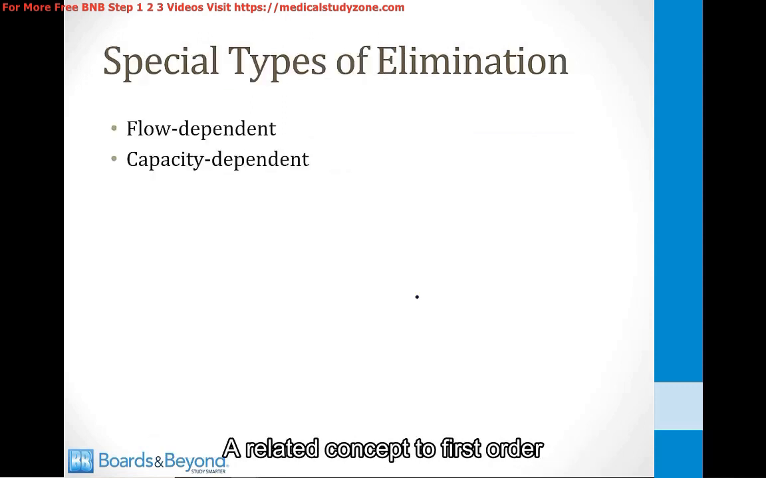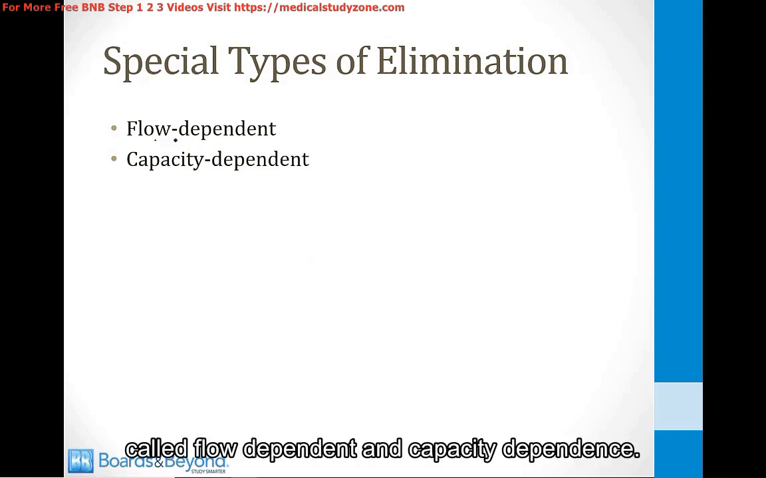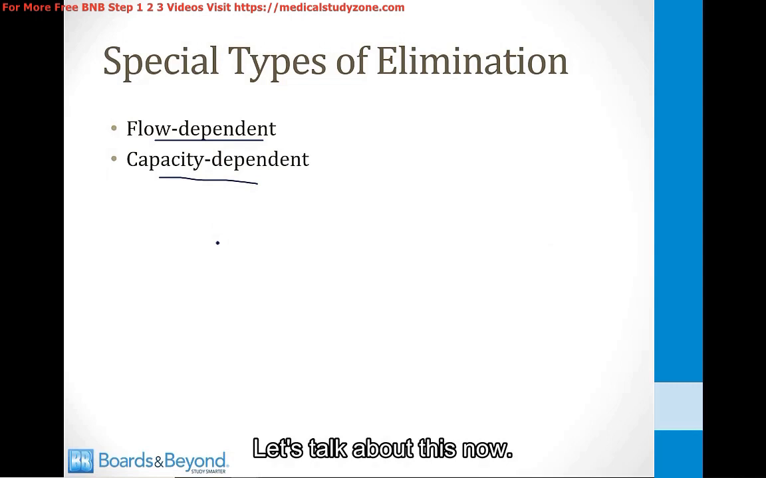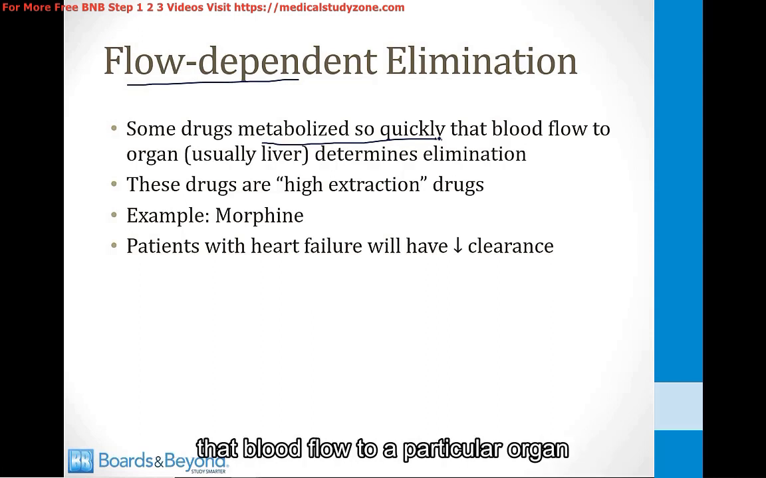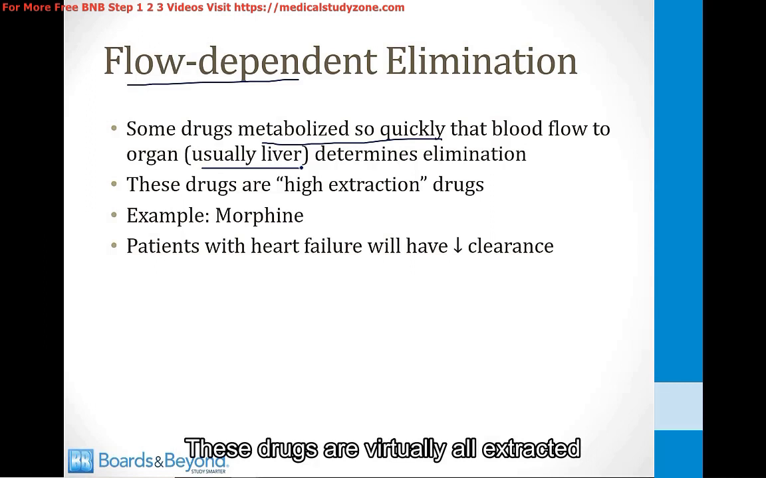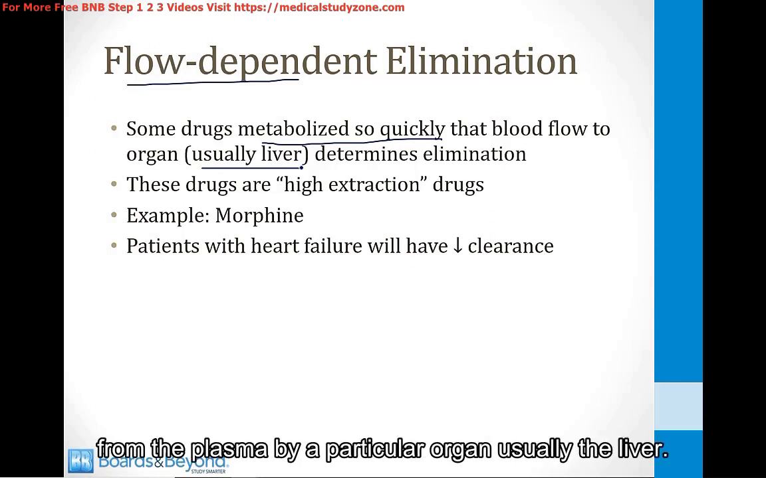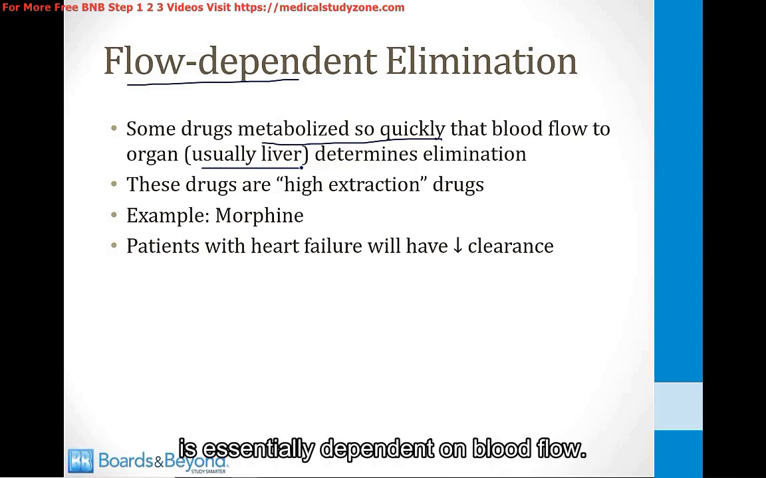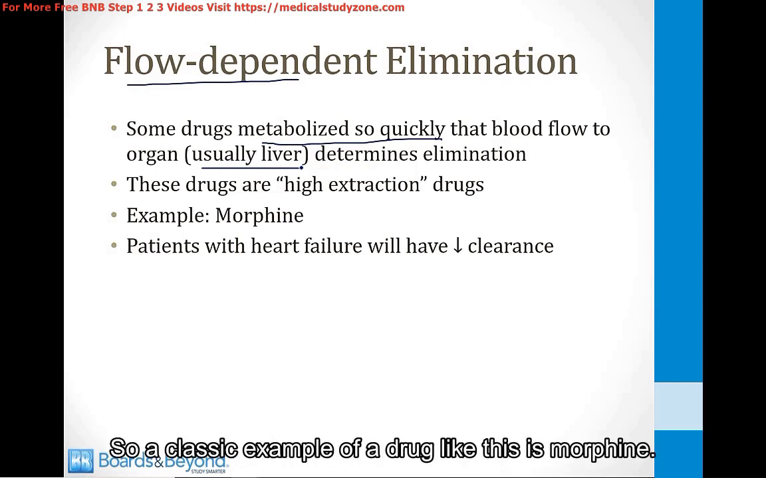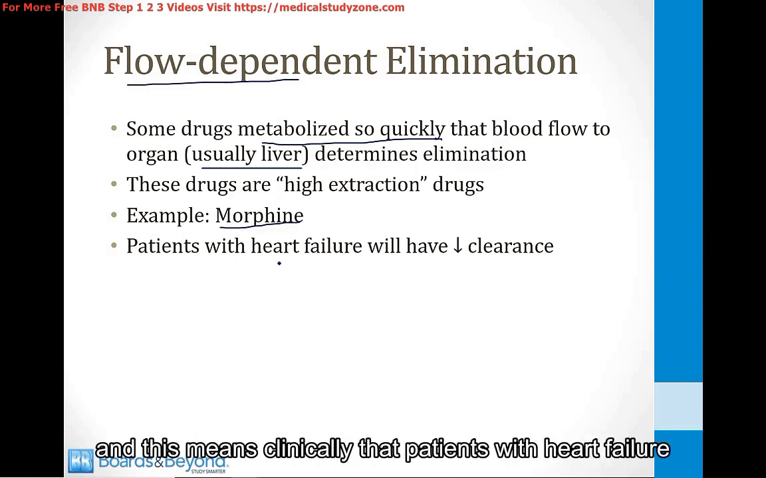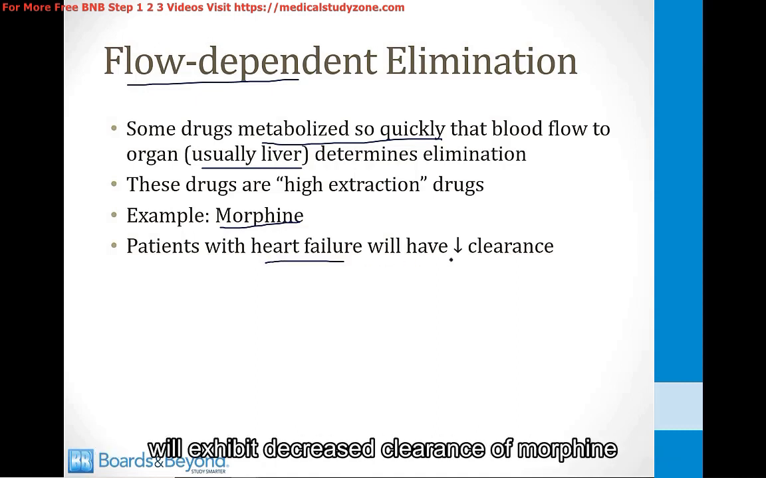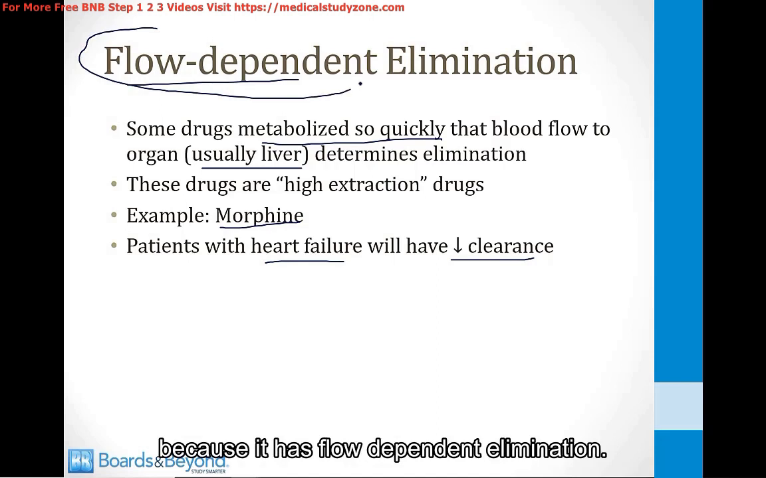A related concept to first order and zero order elimination kinetics are two special types of elimination called flow-dependent and capacity-dependent. So let's talk about these now. Flow-dependent elimination refers to drugs that are metabolized so quickly that blood flow to a particular organ, usually the liver, determines elimination. These drugs are virtually all extracted from the plasma by a particular organ, usually the liver. This means that their rate of elimination is essentially dependent on blood flow. So a classic example of a drug like this is morphine. Morphine exhibits flow-dependent elimination, and this means clinically that patients with heart failure and less blood flow will exhibit decreased clearance of morphine because it has flow-dependent elimination.